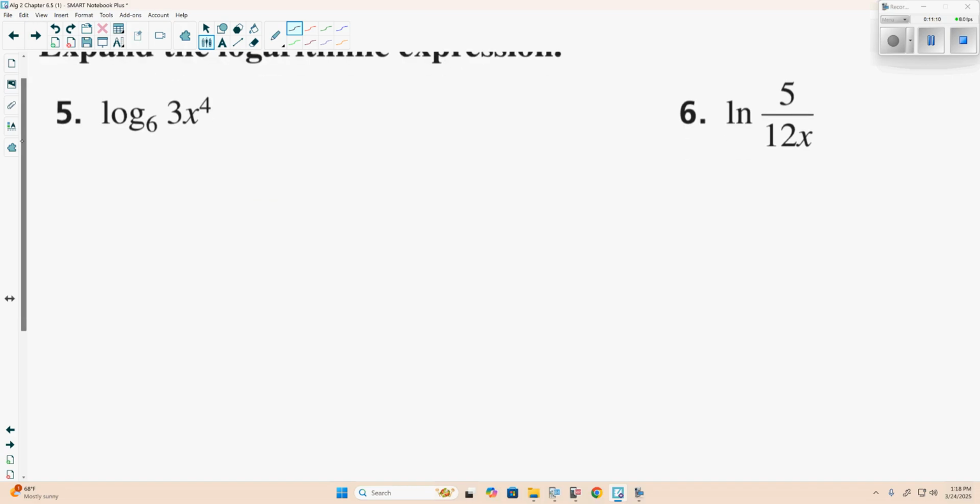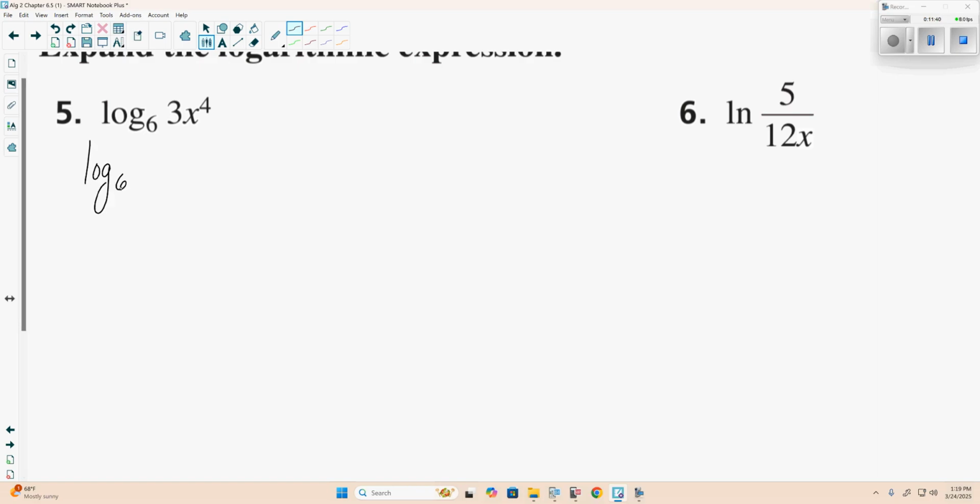Log base 6 of 3x to the 4th. So looking at this here, do we have a quotient? Do we have a division inside the log? No, we're not always going to have all of these here. We don't have a quotient, so we just move on to product. Product, because we do have two things being multiplied together. We have the 3 and x to the 4th. So we can rewrite this as a sum of logs.